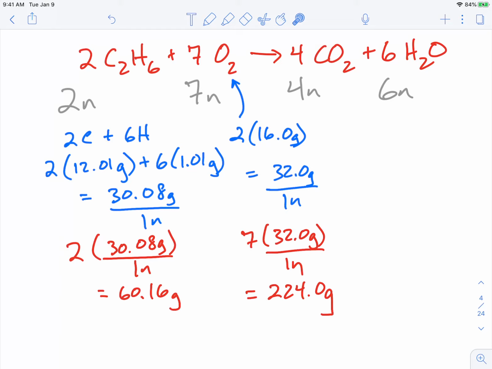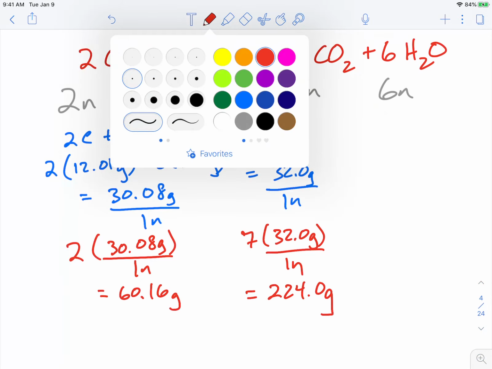Now, if you want to pause the video, I want you to follow this same process for your 4 moles of CO2 and 6 moles of H2O. I want you to figure out the mass of 4 moles of CO2 and the mass of 6 moles of H2O. So go ahead and pause the video, and then we can go through it together here. All right.